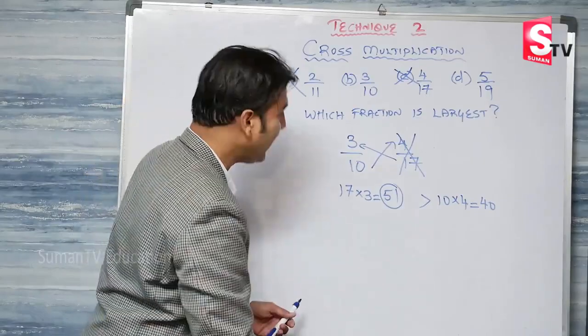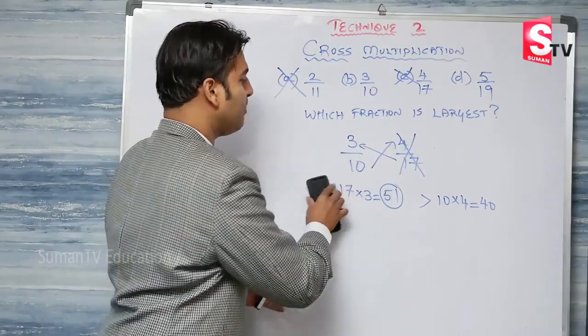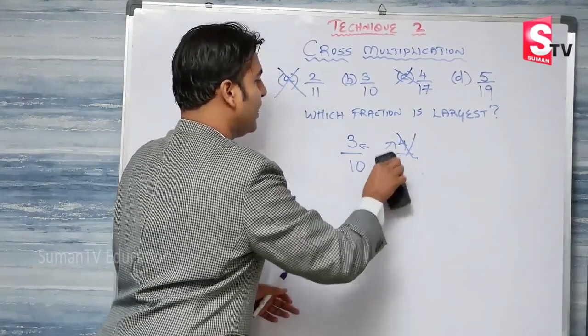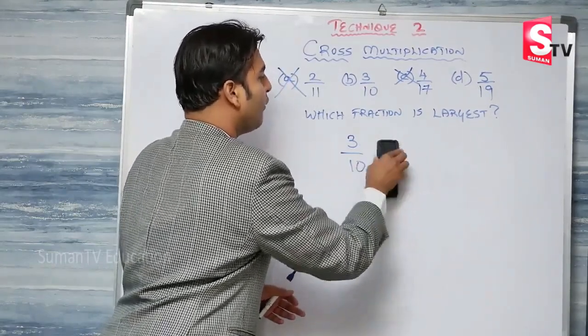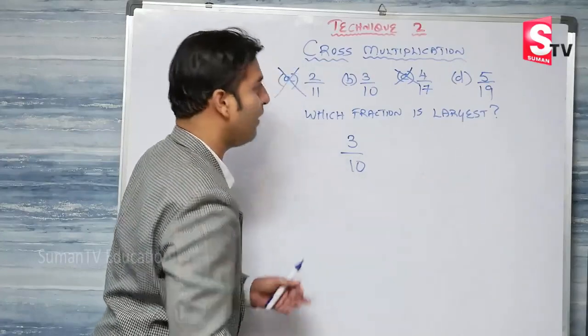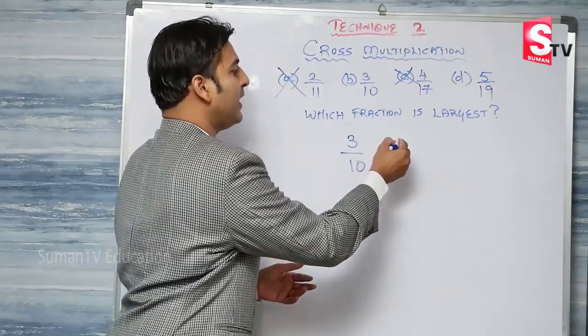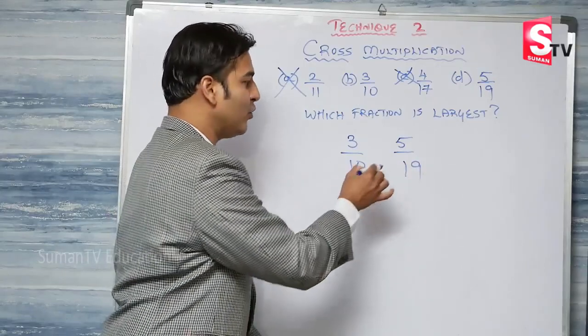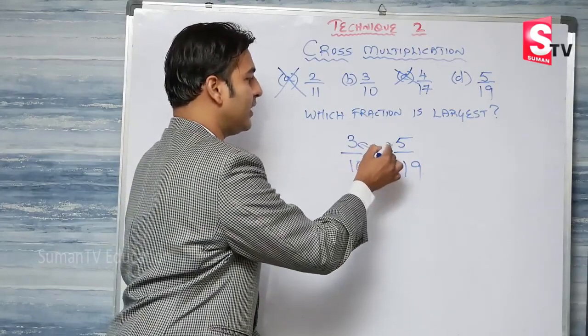Fine. Now finally what I should do is I have to compare this particular number, that is 3 by 10, with 5 by 19. So I have 3 by 10, I have to compare 3 by 10 with 5 by 19. Okay, so I use the same cross multiplication method.